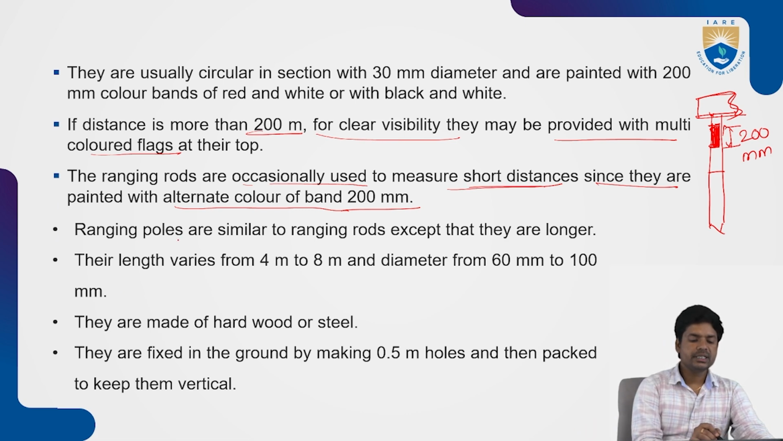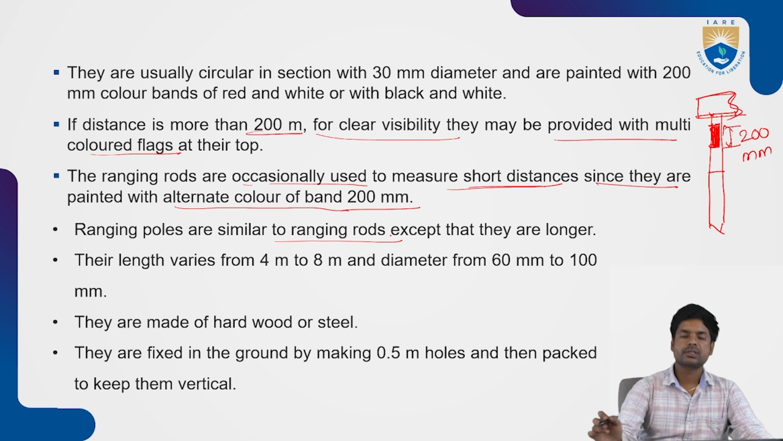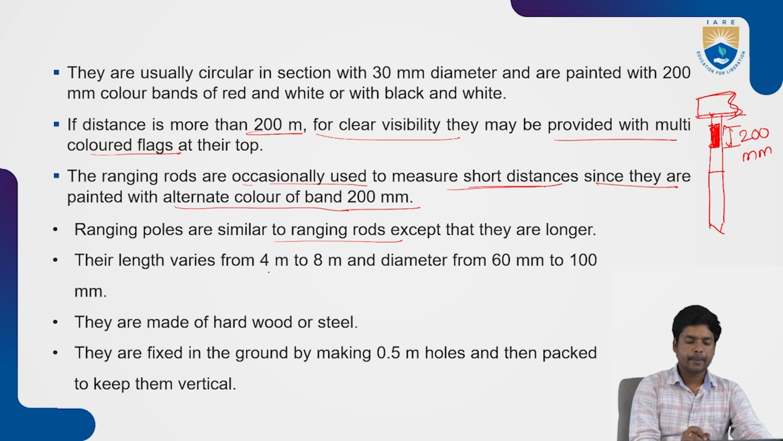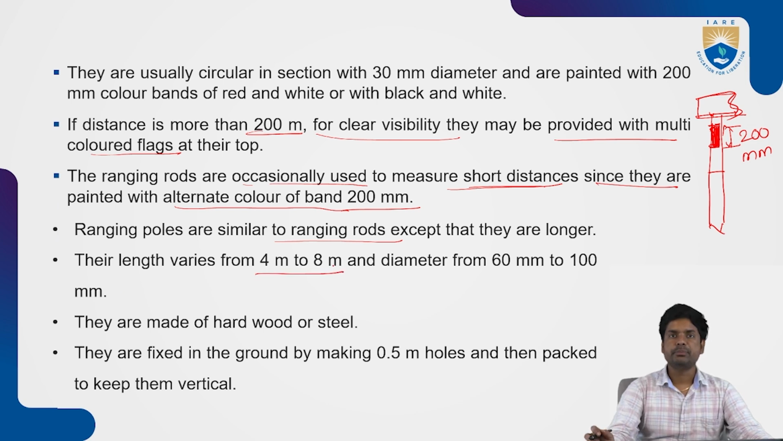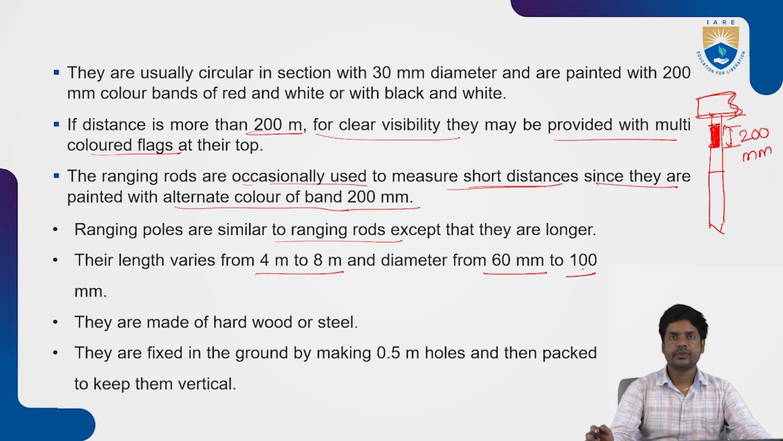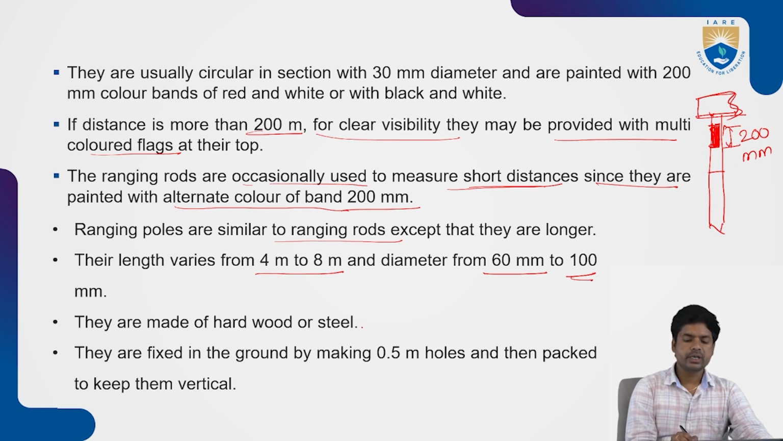Ranging poles are similar to ranging rods. Ranging rods and ranging poles are both the same, except the poles are much longer. The length of the ranging poles is around 4 to 8 meters, and the diameter is around 60 mm to 100 mm, and they are made of hardwood or steel.